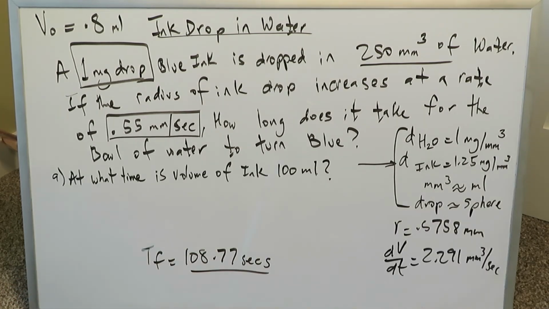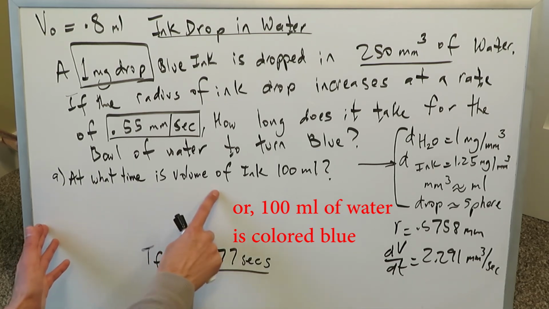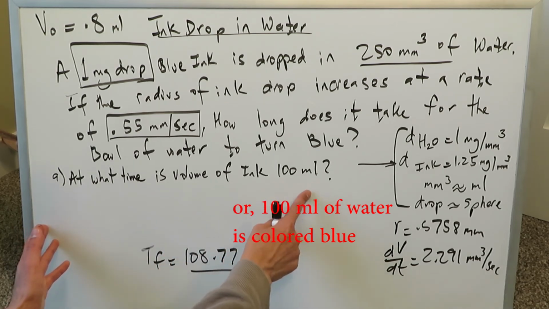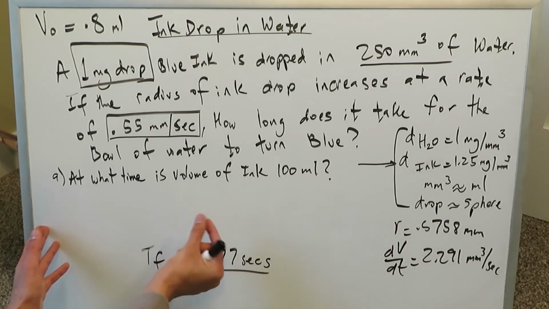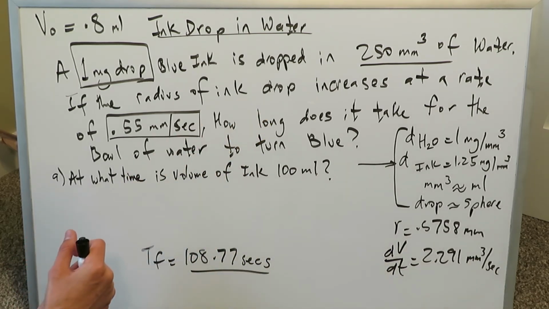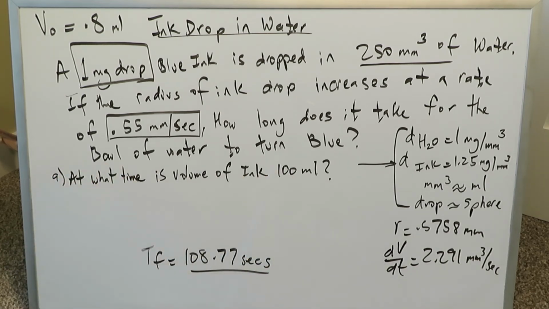Let's look at two accessory questions. The first accessory question is this: at what time is the volume of ink 100 milliliters, or 100 millimeters cubed? Starting from that little drop in the 250 millimeter cubed bowl of water, at what time does it expand to have a volume of 100? How can you do this?